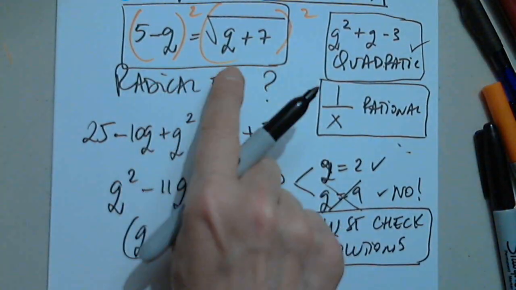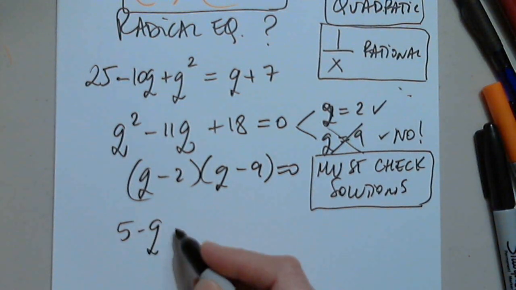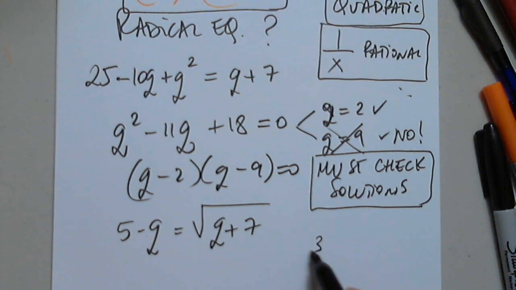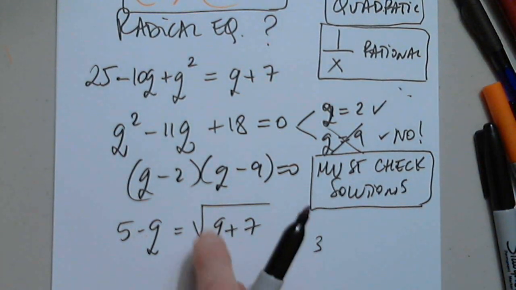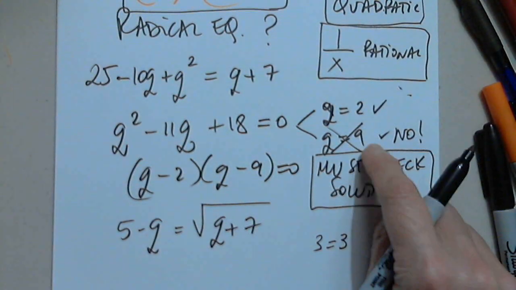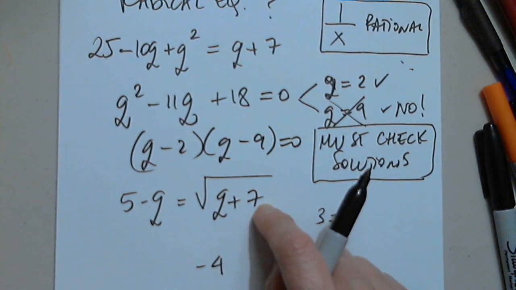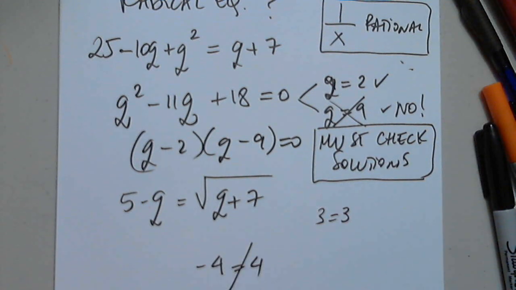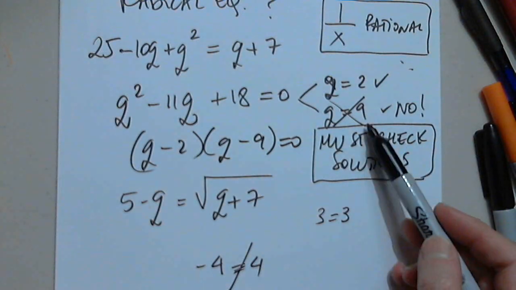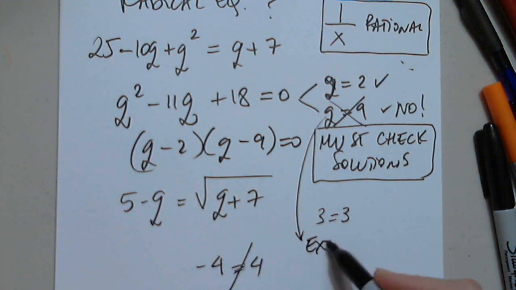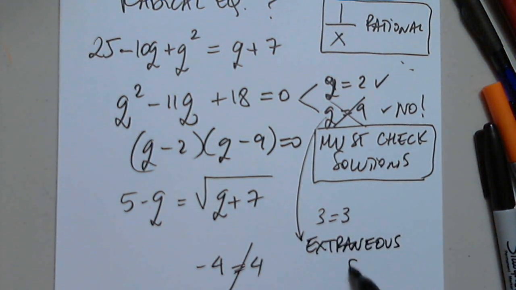This is not the original problem, right? In 5 minus q equals the square root of q plus 7, 2 works fine. 5 minus 2 is 3. q plus 7 is 9, and the square root of 9 is 3. But 9 does not work. 5 minus 9 is negative 4. But 9 plus 7 is 16, and the square root of 16 is 4. So this cannot work. That's why I have to exclude this. It's called an extraneous solution. It does not work in the original problem.